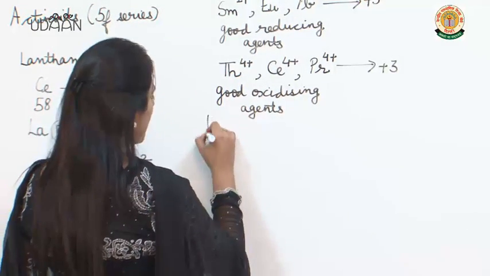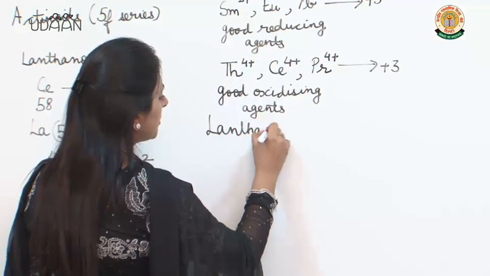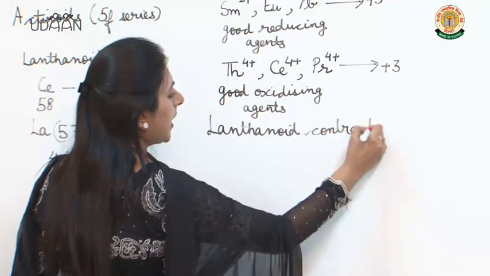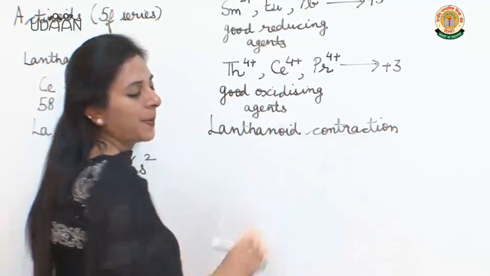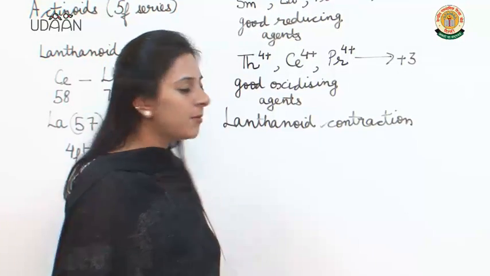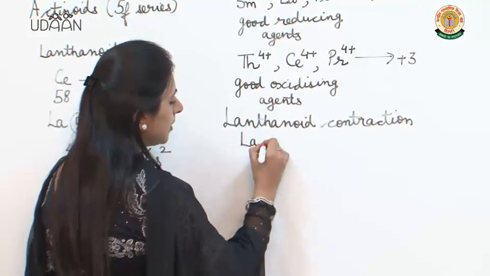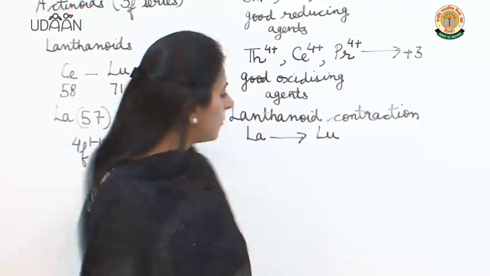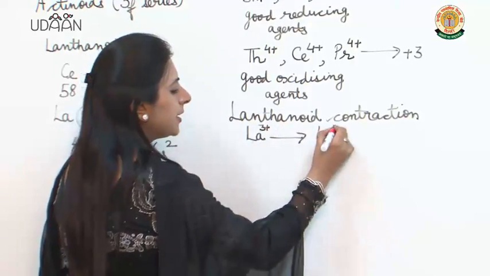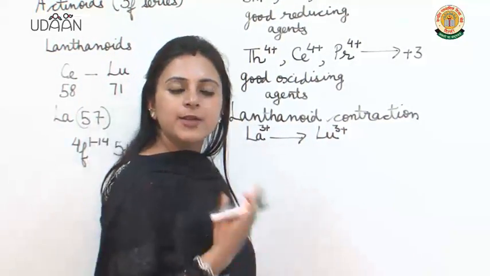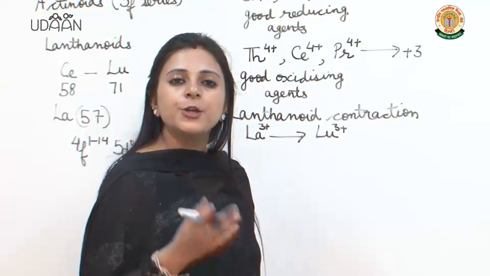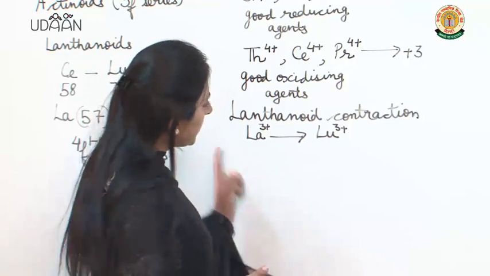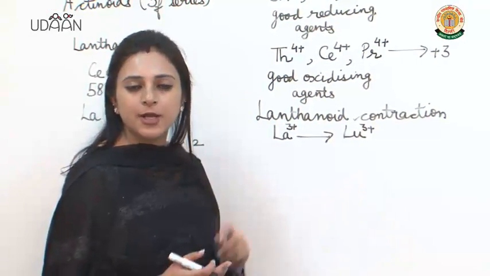Now let us discuss the lanthanoid contraction. Now what is this lanthanoid contraction? As we move from left to right, that is from lanthanum to lutetium, there is a steady decrease in size from La3+ to Lu3+. Now why does this size decrease? It decreases due to the poor shielding effect of 4f electrons. This is known as lanthanoid contraction.